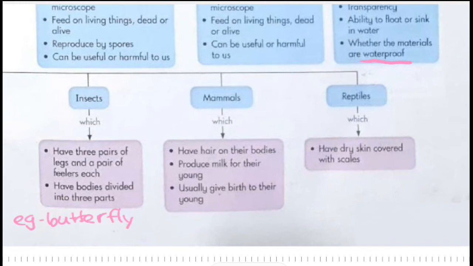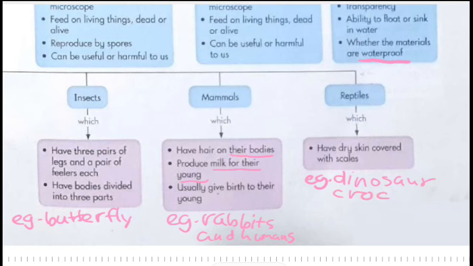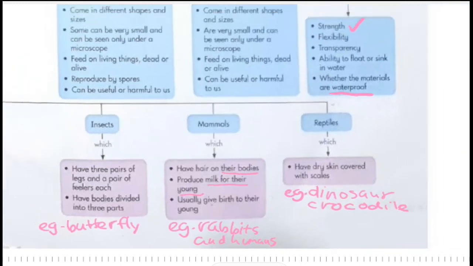For mammals, they have hair on their bodies, produce milk for their young, and usually give birth to their young. Example, rabbits and humans like us. For reptiles, they have dry skin covered with scales. Example, dinosaur, crocodile, or alligator.